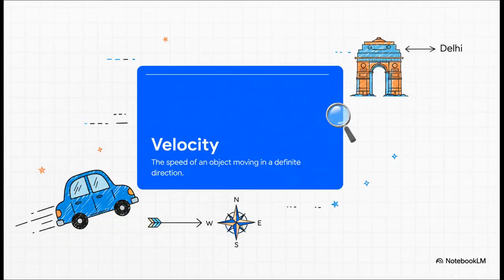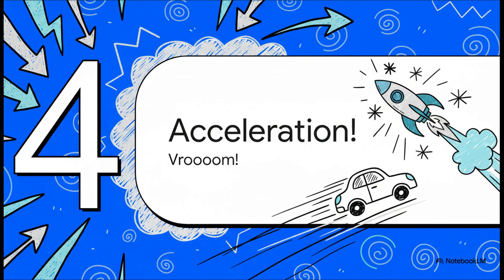So then, what's velocity? This is super important, guys. Velocity is just speed with a direction. That's it. That's the only difference, but it's a huge one. If you say a car is moving at 60 kilometers per hour, that's speed. But if you say the car is moving at 60 kilometers per hour towards Delhi, now you're talking about its velocity.